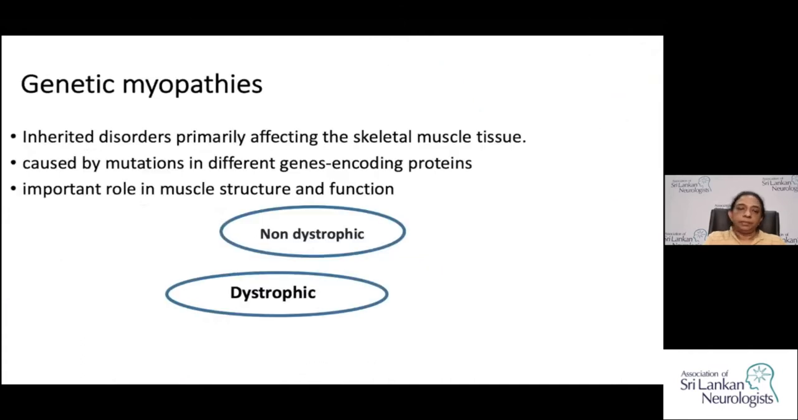Okay, genetic myopathies are inherited disorders. They are primarily affecting the skeletal muscle, and also later they may affect the cardiac or the smooth muscle as well. And they are caused by mutation in different genes and gene encoding proteins. They play a main role in muscle structure and the function, and they can be distinctly categorized as non-dystrophic myopathies and dystrophic myopathies, such as Duchenne muscular dystrophy, limb girdle muscular dystrophy, which are the common things that we see.